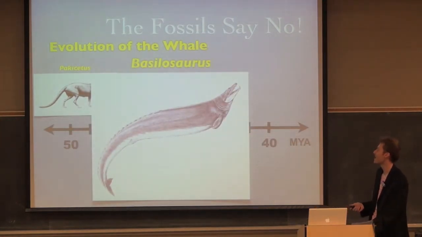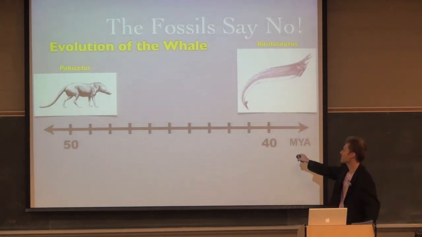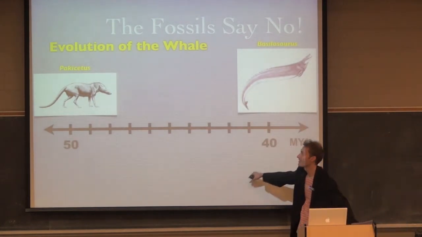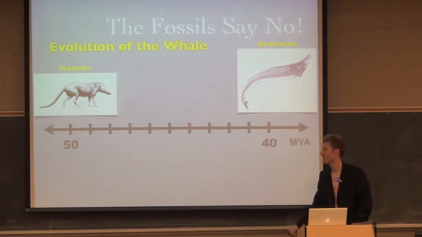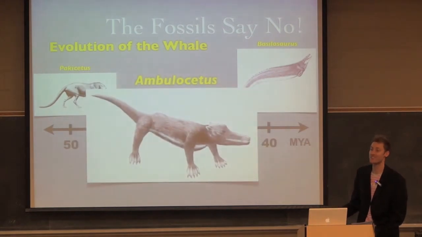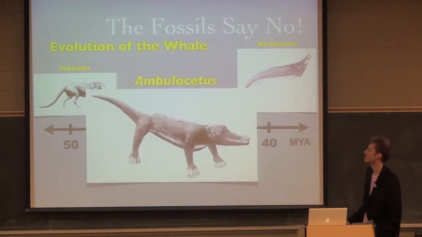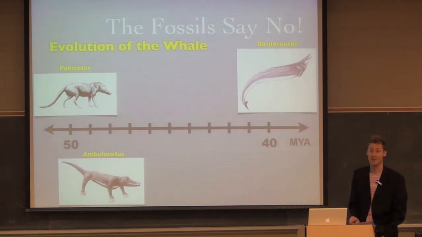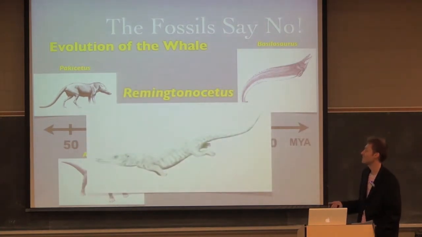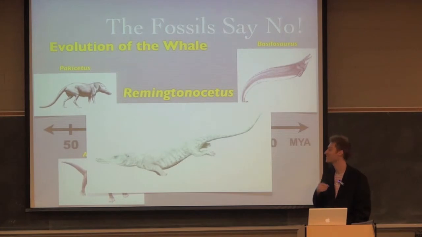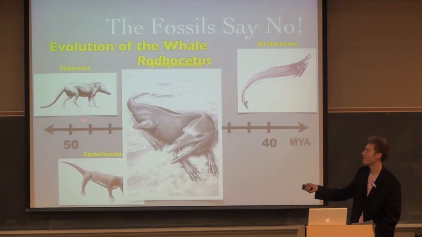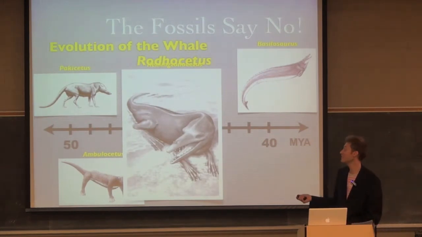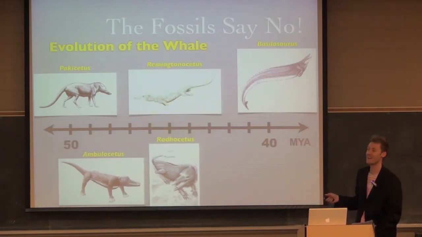Over here, you have Basilosaurus, which is about the 40 million year mark. Pakicetus is around 53 million years, 50 million years, around there. And then they started finding all these things they called transitions. So we have Ambulocetus around 49 million years ago. We have Remingtonocetus, not the Remington shaver, at 49 million years as well. So these two are right about here. You have Rhodocetus at 47 million years. And they're saying, wow, we're really finding evolution here.